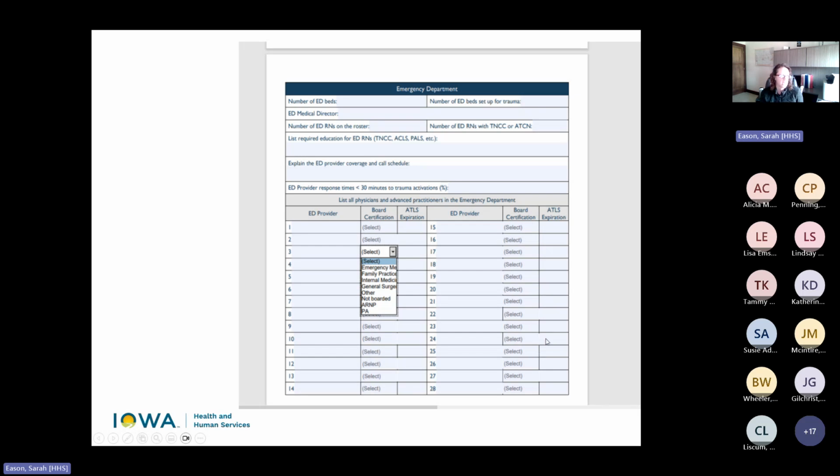ED provider response times less than 30 minutes for your trauma activations and what percentage of the time. That is a criteria that 80% of the time they must be there within 30 minutes. And everyone does a great job of listing this out. Just be ready, in case we have some questions on that, to show us or tell us how you got that information, whether it's a paper chart or an on-site visit, because we may want to see a little bit of proof or documentation.